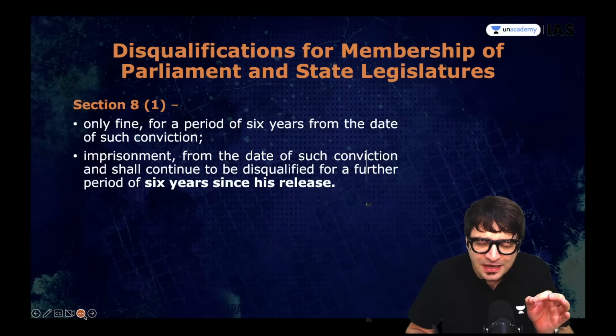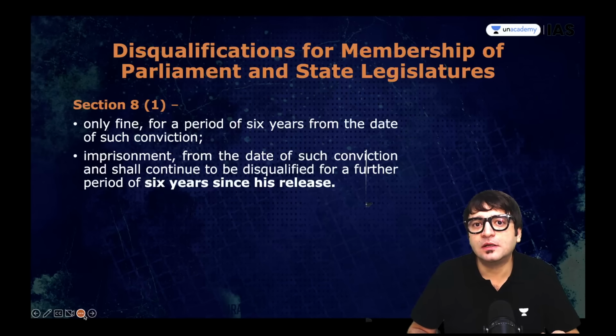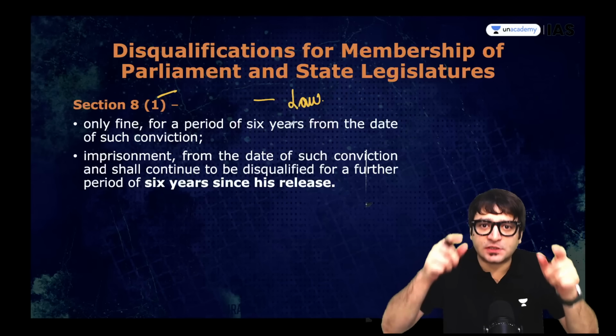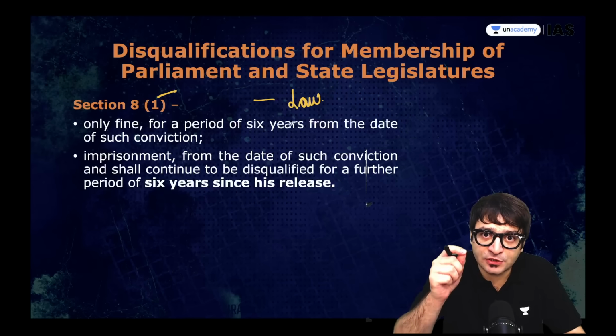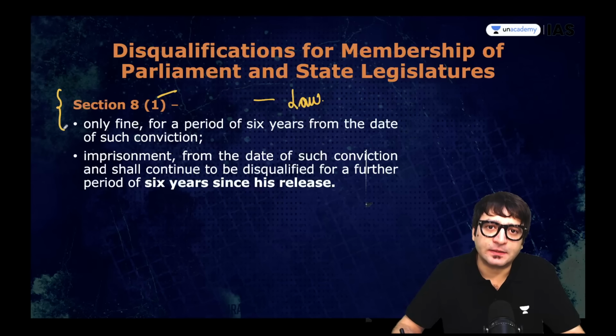But can there be other grounds for disqualification apart from these grounds? Yes. Who will decide that? Parliament. How? By enacting a law. Which is that law? The Representation of the People Act, 1951. And now listen to me carefully. There are three important things that you have to keep in mind.